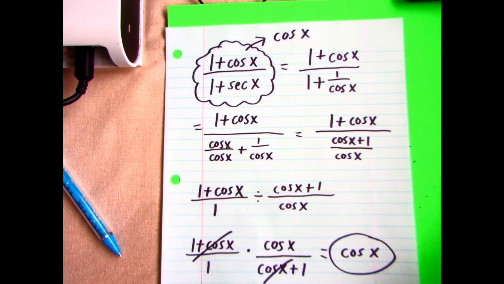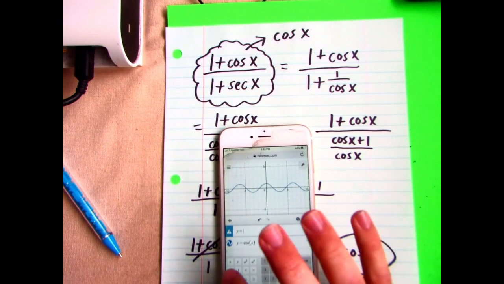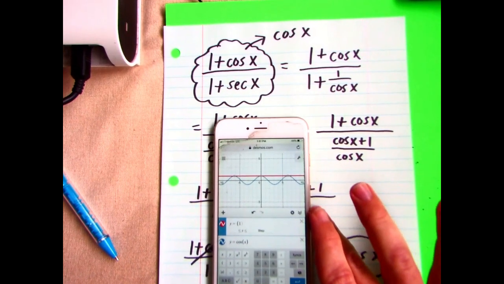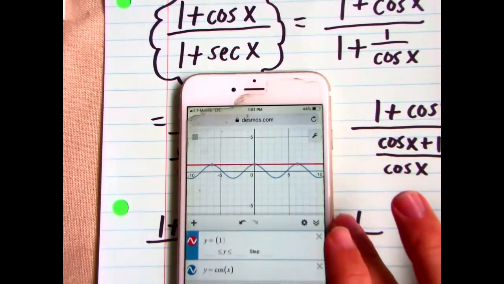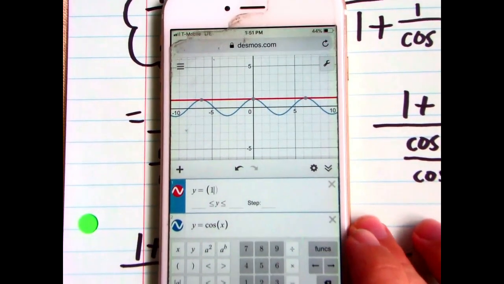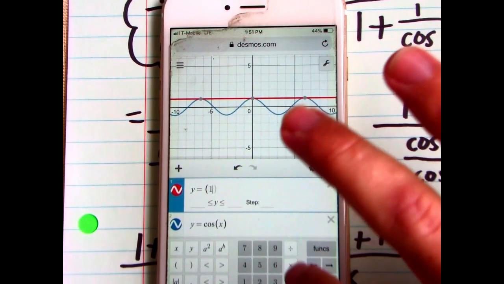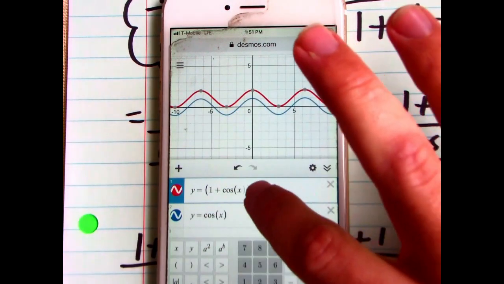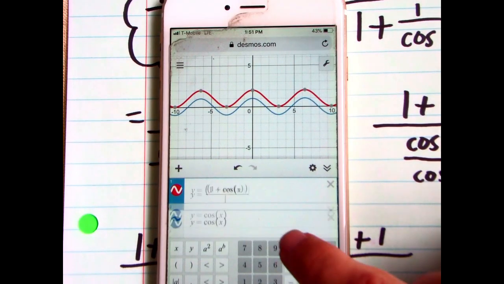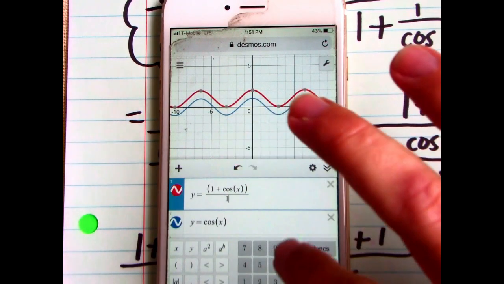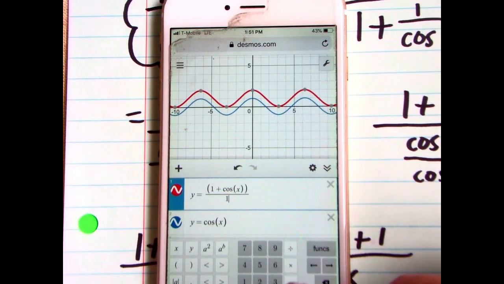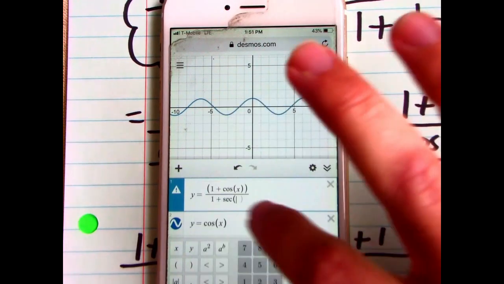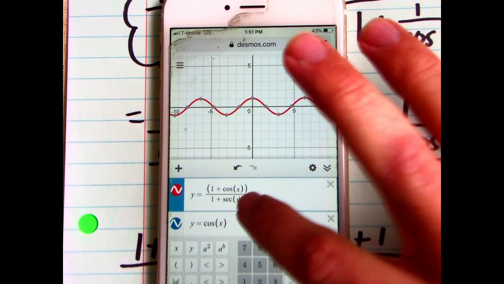Here's the second one we did. We think that it should equal cosine x. So that's the blue line that I have graphed on desmos.com. The blue line is cosine x. Well, when I type in my original problem, 1 plus cosine x all over 1 plus secant x, the graphs should overlap. They should be the same exact graph.